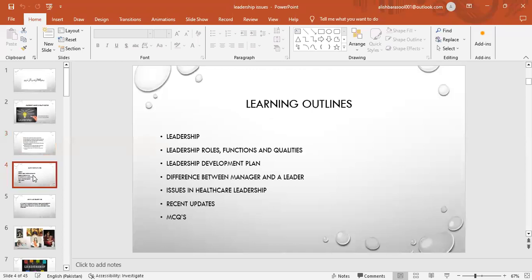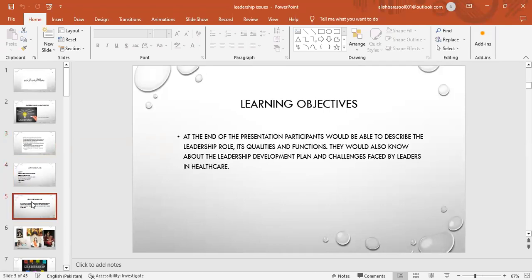Learning outlines: leadership, leadership roles, functions, and qualities, leadership development plan, difference between a manager and a leader, issues in healthcare leadership, recent updates, and MCQs. At the end of the presentation, participants would be able to describe the leadership role, its qualities and functions. They would also know about the leadership development plan and challenges faced by leaders in healthcare.